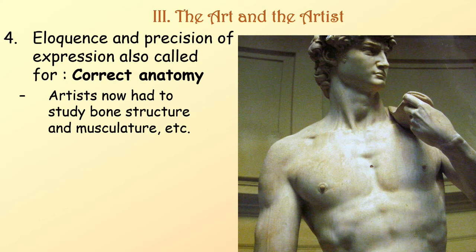Eloquence and precision of expression also called for the correct anatomy, right? You've got to get the anatomy right if you're going to be precise and accurate. So artists now had to study things like bone structure and facial structure and musculature.